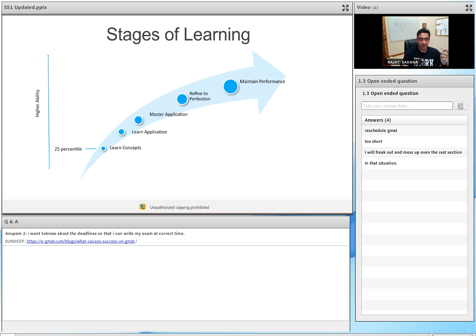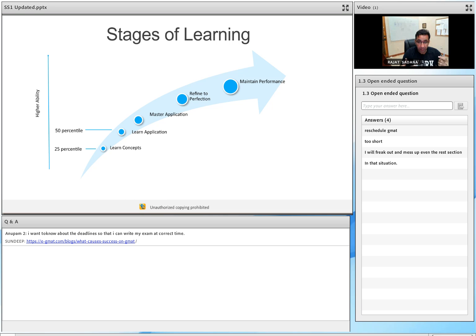Okay. And to do that, let's understand how we build ability as we learn content. So we call this stages of learning. In any subsection, whether it's arithmetic, algebra, critical reasoning, reading comprehension or sentence correction, there are certain concepts that you need to learn. If you just learn the concepts, you can answer easy questions. And so you build what I call a 25th to 30th percentile ability.